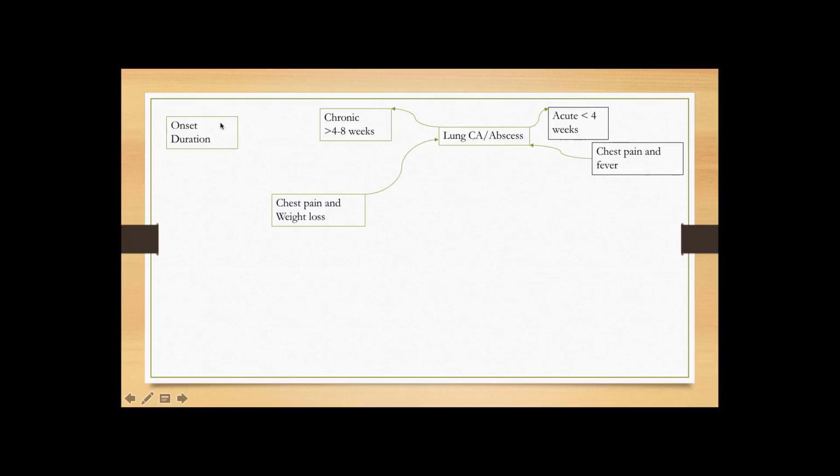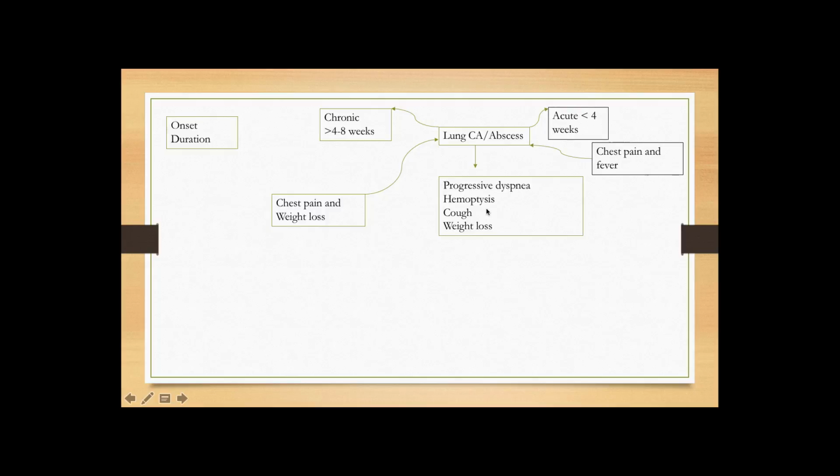So whenever you see a patient who has relatively short duration of shortness of breath with cough and fever, then you got to think about abscess in the presence of other risk factors that we'll talk about. If a patient has a relatively longer duration of shortness of breath with chest pain and weight loss, then in the presence of some other risk factors such as smoking, then we definitely want to think about lung cancer.